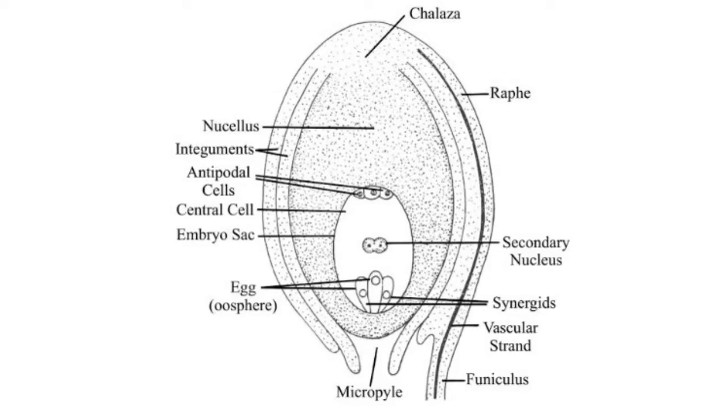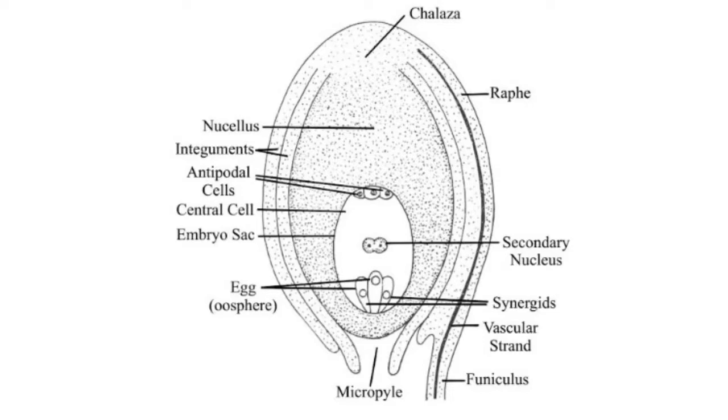Now each ovule has one or two protective envelopes, known as integuments. The integument encircles the ovule except at the tip, where a small opening called the micropyle is located. The basal part of an ovule, just opposite to the micropyle, is called the chalaza.